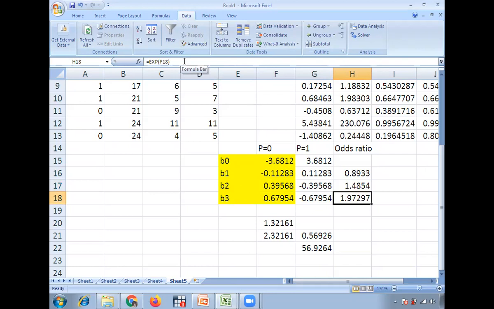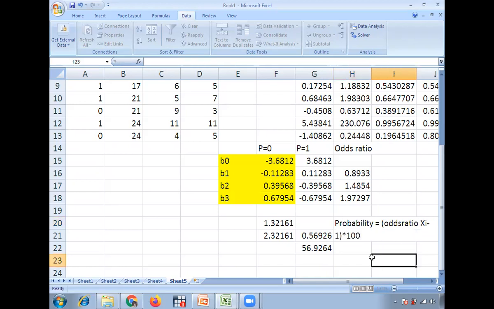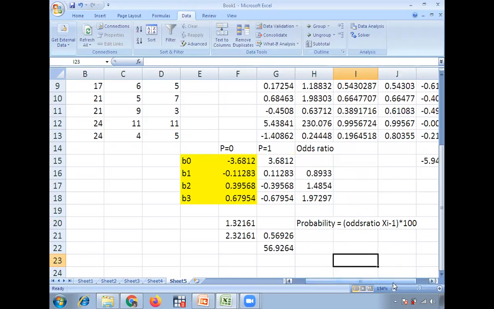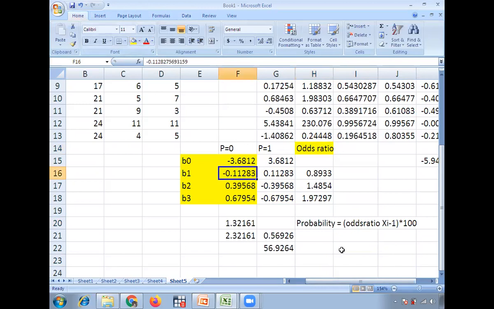Now the probability is equal to the odds ratio of xi minus 1, into 100. i can be anything, right? Here we have 3, so i can be 1, 2, 3. Okay, the probability is the odds ratio minus 1 term. So we know what the odds ratio is and how we define the odds ratio from the coefficients. Let us substitute over here. So odds ratio minus 1, into 100.